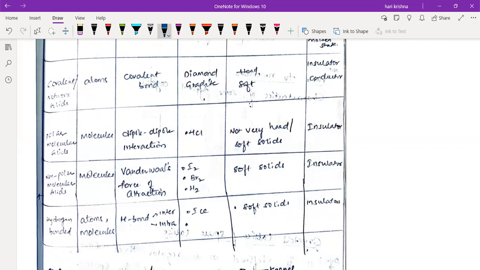Generally, if you take the diamond, it is a hard solid. It is the hardest substance known, and graphite is a soft one. So diamond will act as the insulator, and graphite will act as a conductor.